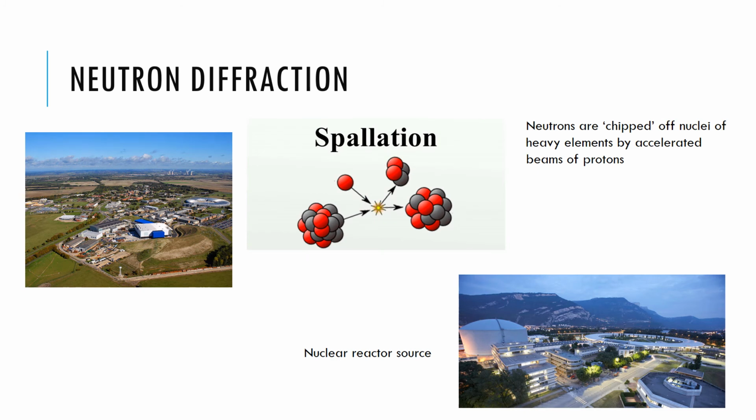In a spallation source, neutrons are essentially chipped off nuclei of heavy elements by an accelerated beam of protons. So usually you would accelerate a beam of protons and hit a tungsten target and chip off neutrons from the tungsten nuclei. And we have a spallation source in the United Kingdom. Again, it's right next to the Diamond Light Source in Didcot in Oxfordshire, and it's called the ISIS spallation source.